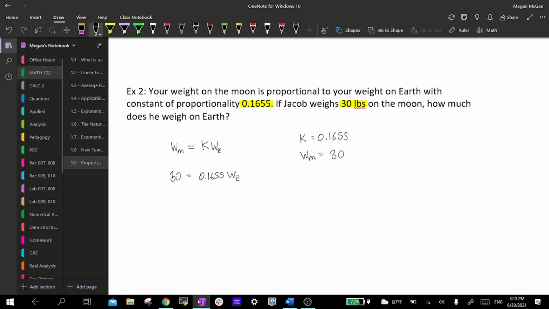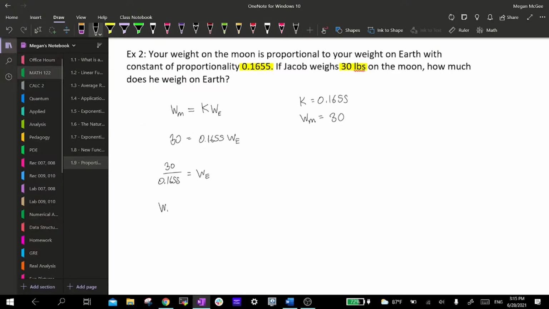Again, we need to divide both sides by our constant of proportionality. So we get 30 over 0.1655 is equal to the weight on Earth. We can plug this into a calculator, and we find that Jacob weighs 229 pounds and 6 ounces on Earth. All right, and that's our final answer for that problem.